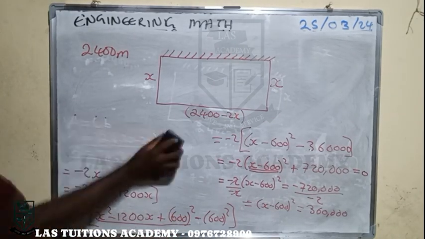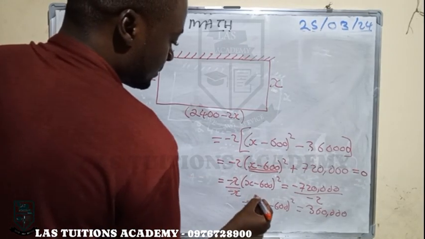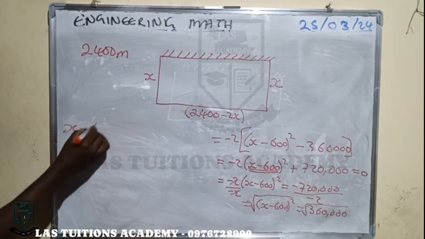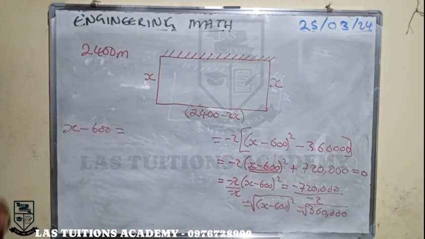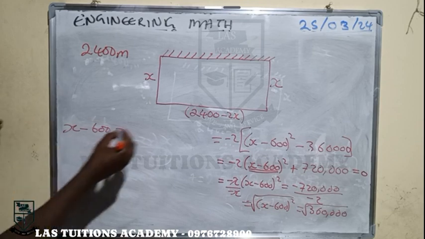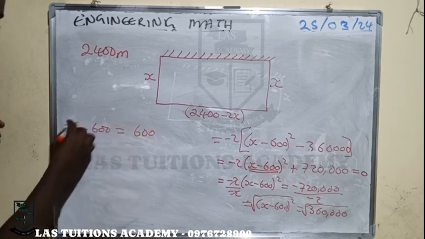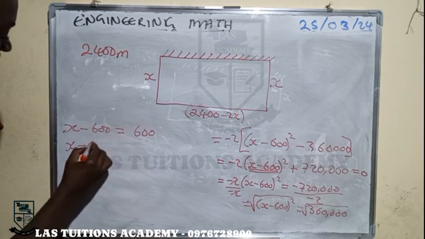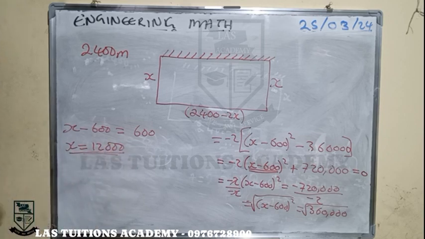Then from there we can introduce the square root. So here we have x minus 600 is equal to the square root, which gives 600, right? Yes, sir. Meaning when we take the 600 to the other side, x is going to be 1,200. Okay, so this is not making sense.